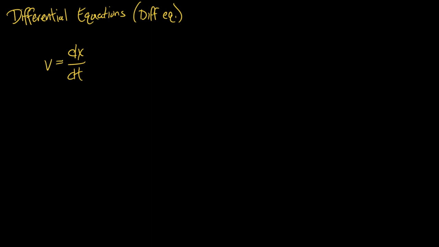But v is dx dt, in the same way that we have defined acceleration as dv dt. dv dt is the differential form of acceleration. Acceleration is the rate of change of velocity. And we also know that acceleration can be written as a second derivative, but we're not going to get into second derivatives or their equations today. We're going to deal with just first order differential equations.